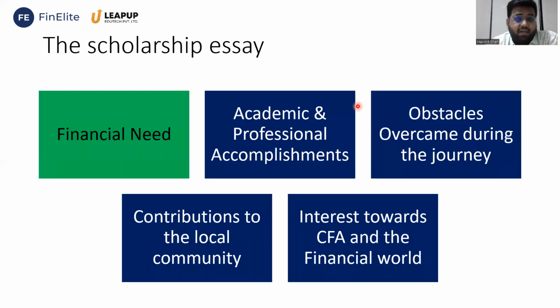Now, what should be in the essay? 5 things I've written. I've taken this directly from the CFA Institute's website, and I'm going to explain this to you. Financial need is in green because that's the most important part. If you ask me, this will have a 40% weightage, and the other four should have 15% weightage each. Financial need is the most important thing, because this is an access scholarship, given to people who cannot access it due to financial constraints. So if they feel you actually need the scholarship, alongside deserving it, you will get it. And I've seen a lot of my students getting it. So the first thing is financial need.